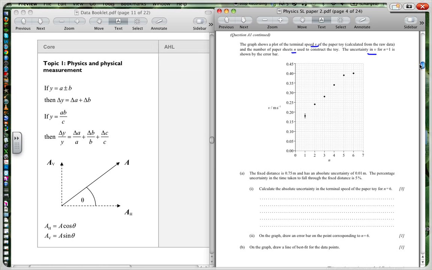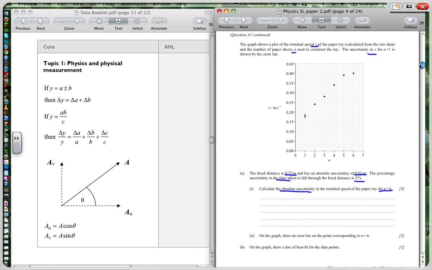The fixed distance is 0.75 meters, so that's your fixed distance, and has an absolute uncertainty of 0.01 meters, and the percentage uncertainty in the time taken to fall through the fixed distance is 5%. Calculate the absolute uncertainty in the terminal speed of the paper toy for n equal to 6. So we're looking at this point over here, which, if you look at it carefully, is going through your 0.4 mark.